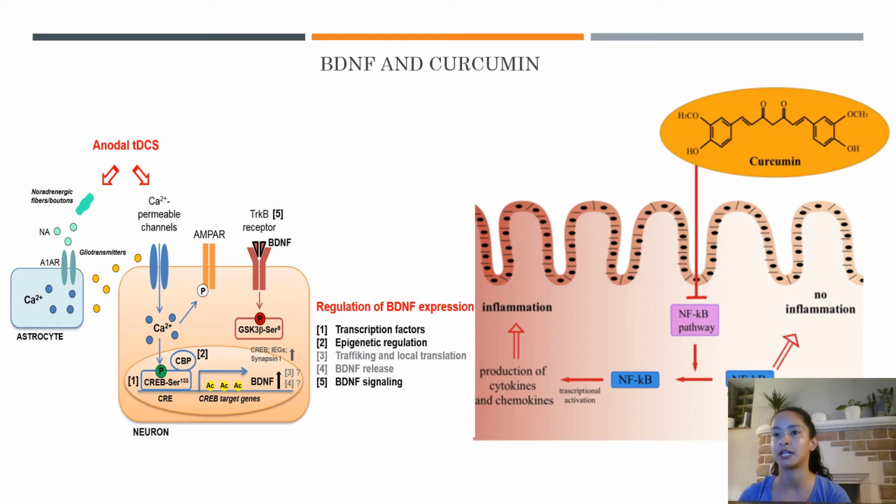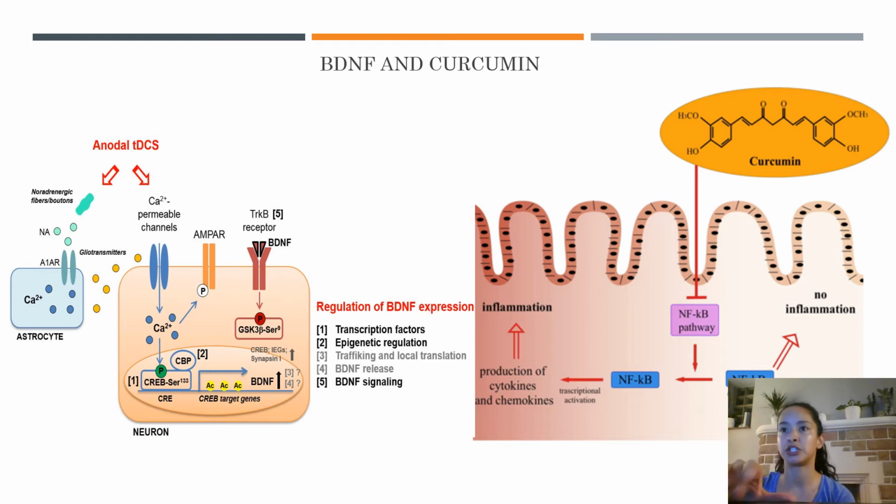BDNF is synthesized predominantly by neurons located in the hippocampus, which we know is associated with processing cognitive function, and it's also relevant in the induction of LTP. So BDNF can also facilitate synaptic transmission and regulate gene expression through activation of synapsin and Krebs.